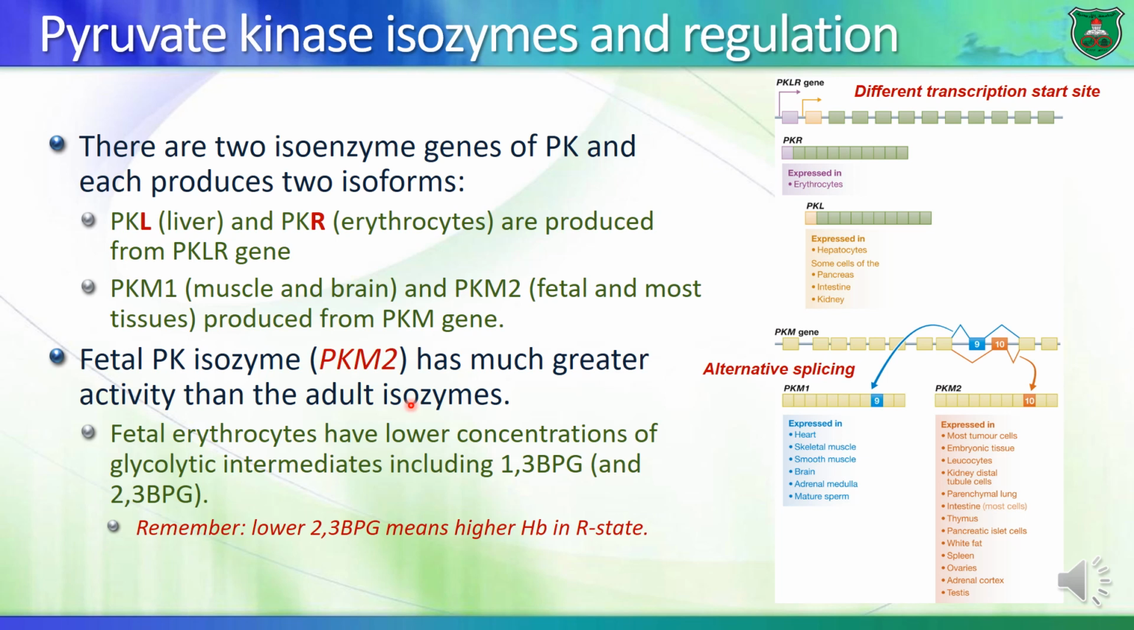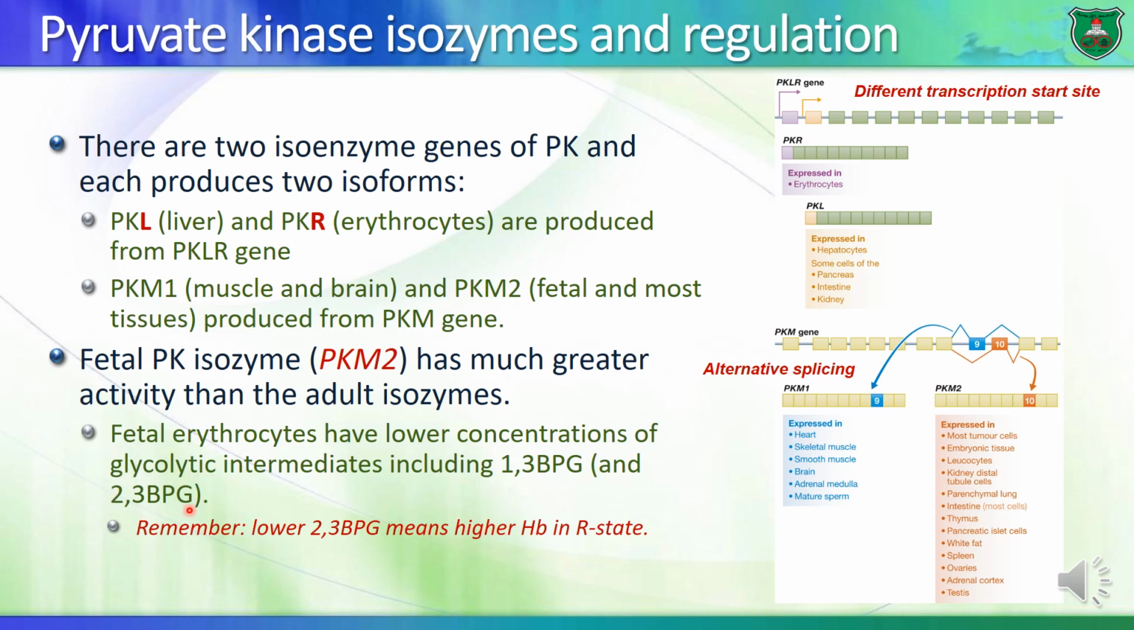Now, since pyruvate kinase is very active in erythrocytes, that would lead to reduced amounts of glycolytic intermediates, including 1,3-bisphosphoglycerate and 2,3-bisphosphoglycerate. So the pathway is moving very fast. So the intermediates are at low concentration in fetal tissues, okay, including erythrocytes. So this is really an advantage right here.